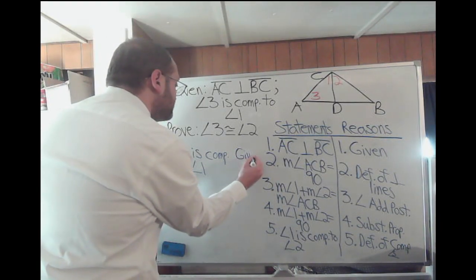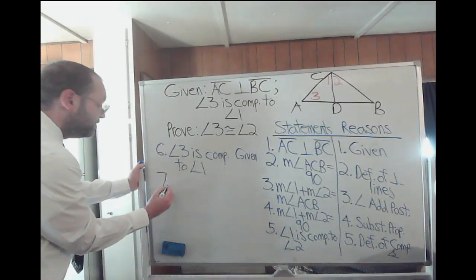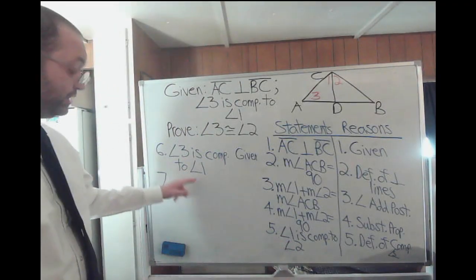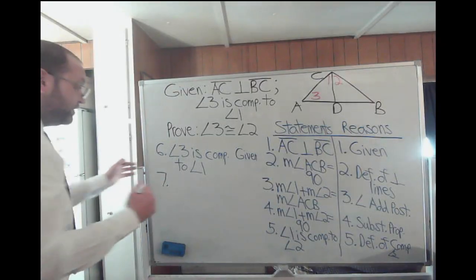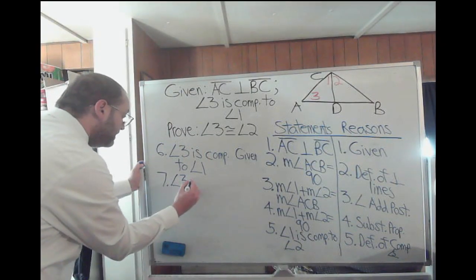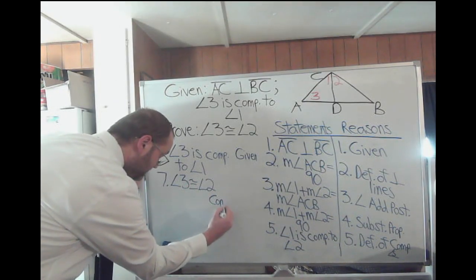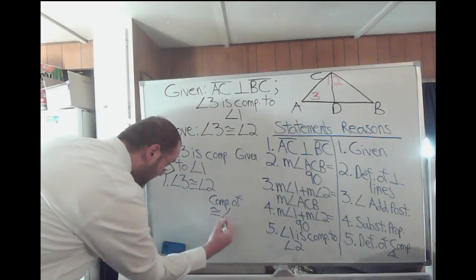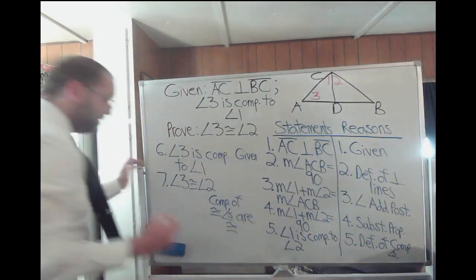So this is where sometimes you want to use the given information in pieces. So we have angle 2 is complementary to angle 1, angle 3 is complementary to angle 1. Well, we have that wonderful theorem here now. We can prove that angle 3 is congruent to angle 2 by complements of congruent angles are congruent.